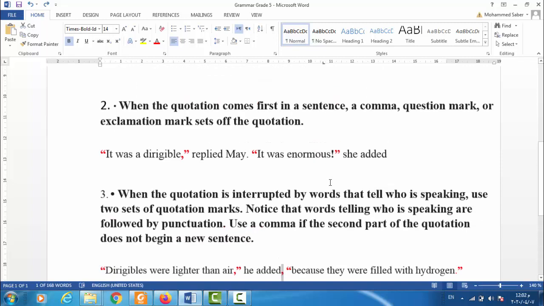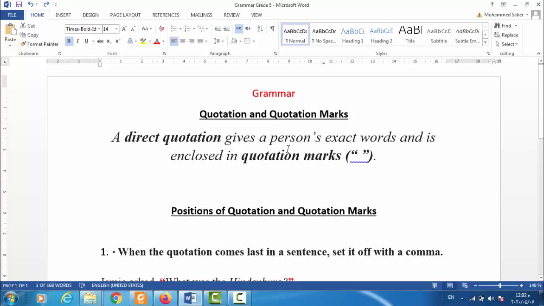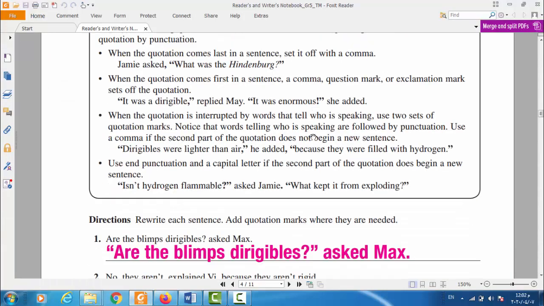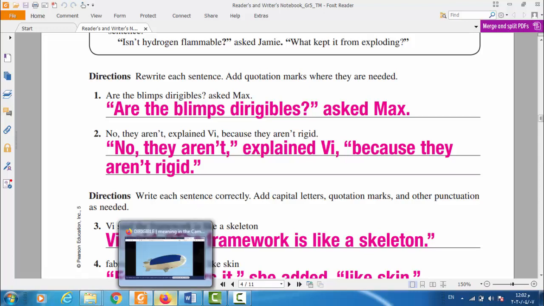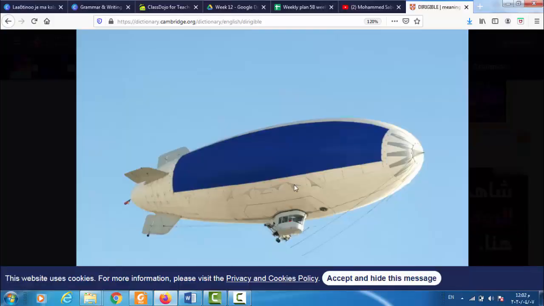Okay, so these are the 4 cases for quotations and quotation marks. Let's go back again to the lesson in here. Like for example, the direction. Rewrite each sentence, add quotation marks where they are needed. Are the blimps dirigibles? The word dirigible, because I know that you are going to ask me what it means. This is a dirigible, guys. It's like an aircraft without wings. Okay, this is a dirigible.